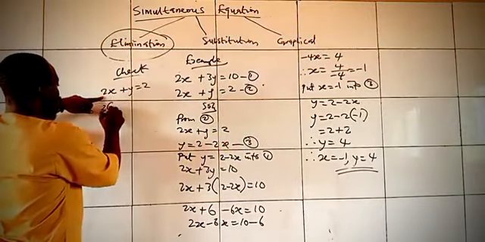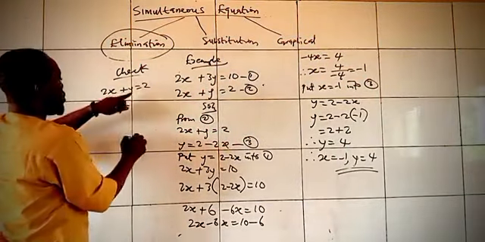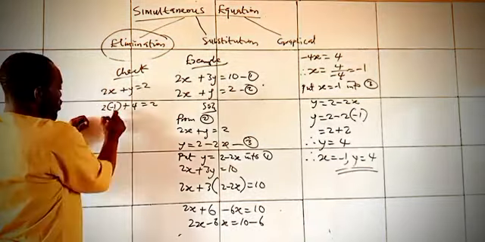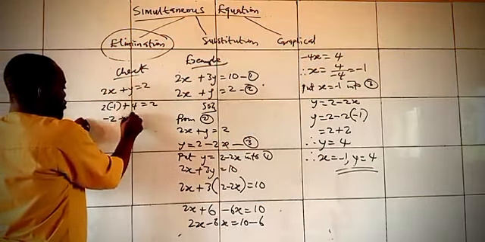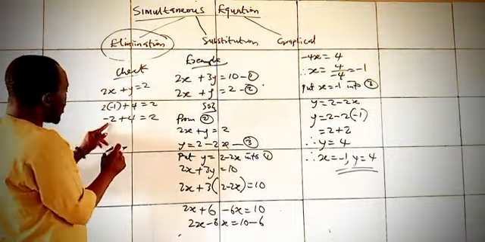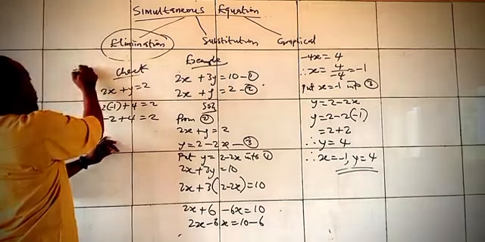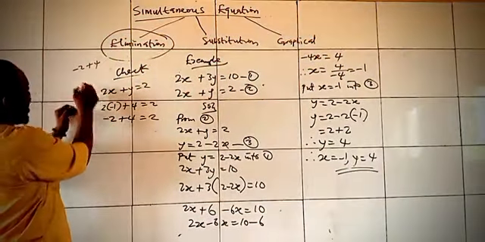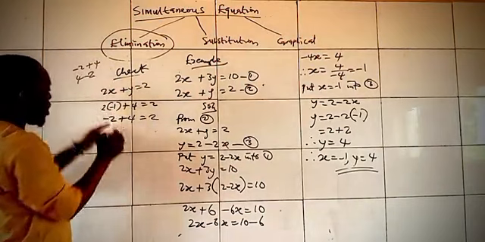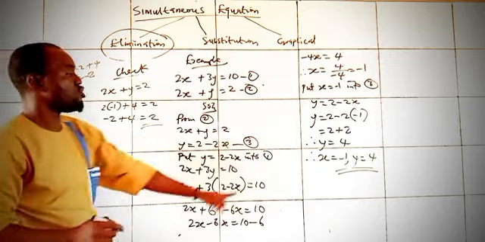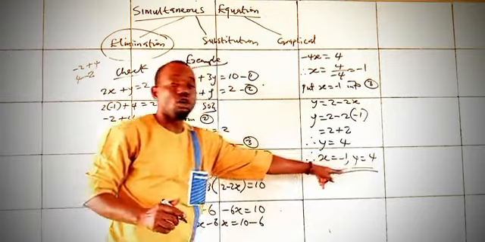I'll say 2 bracket minus 1 plus y, which is 4, equal to 2. 2 times minus 1 will give me minus 2, plus 4 equal to 2. Minus 2 plus 4 we can also rewrite as 4 minus 2. 4 minus 2 will give me 2. You see that our answer is correct. So everything we got here, they are all correct.